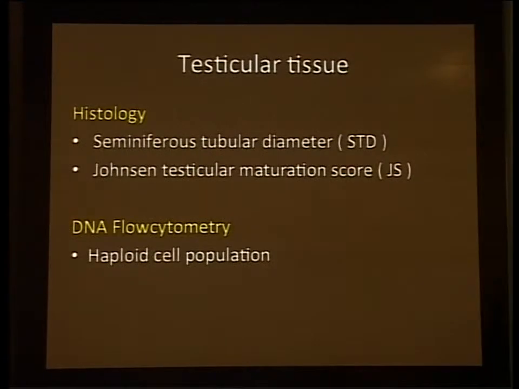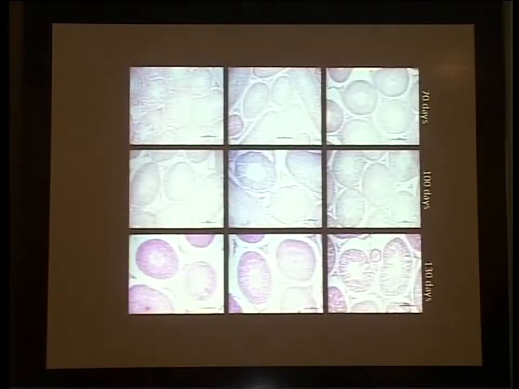The testicular tissue was subjected to multiple studies, including histology for parameters such as seminiferous tubular diameter and the Johnsen testicular maturation score. DNA flow cytometry was also done to study the haploid cell population in order to find out the maturation of the testicular tissue. These are the photomicrographs of the 3 groups at 70, 100 and 130 days.